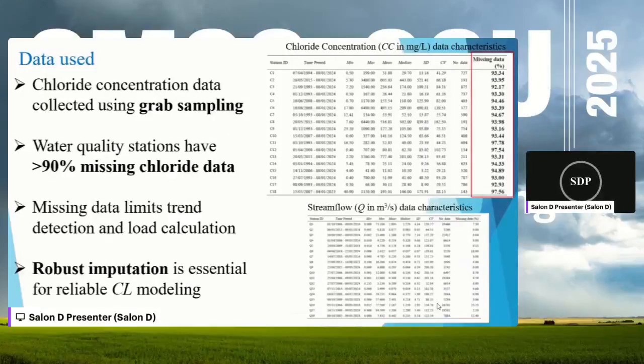The chloride concentration data used in this study are collected by grab sampling method that provided discrete measurements rather than continuous monitoring, which leaves a large gap, more than 90% missing chloride load data. This data gap hinders accurate temporal trend analysis and makes modeling difficult. So robust data imputation techniques are needed to overcome this problem.